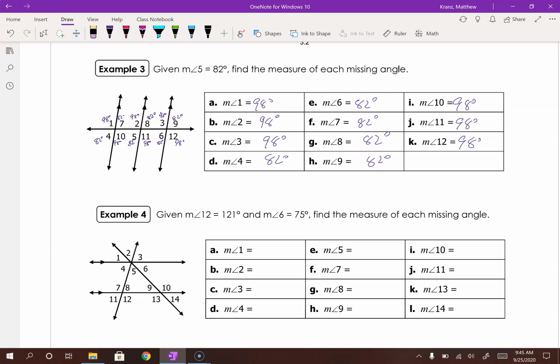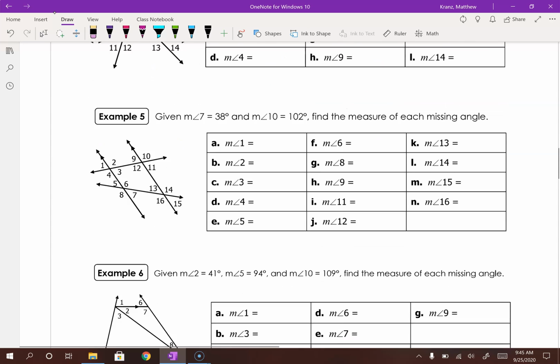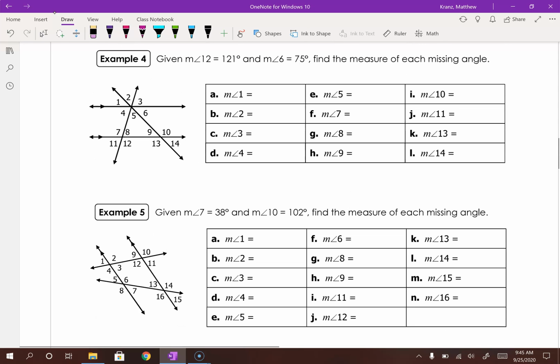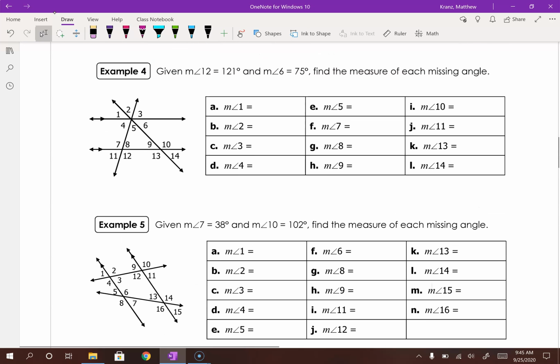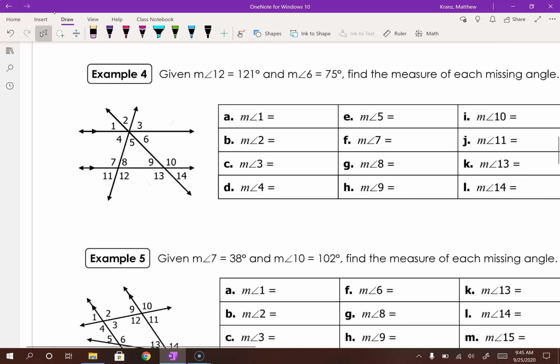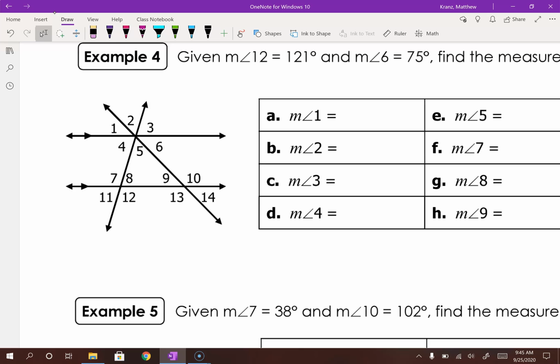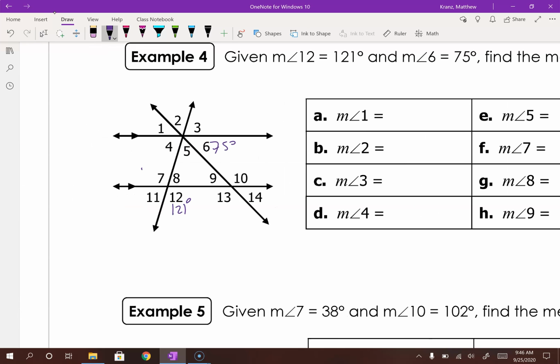All right, number 4 we're going to do in class. Actually, you know what? I think number 4 we'll do, and number 5 we'll do in class. So on number 4, it tells me that angle 12 is 121. And angle 6 is 75. We have to find the measures of all the other angles. Well, this one will be 121 because they are vertical. 11, that'll be 59 because 11 and 12 have to be 180. And this will be 59 degrees, okay?